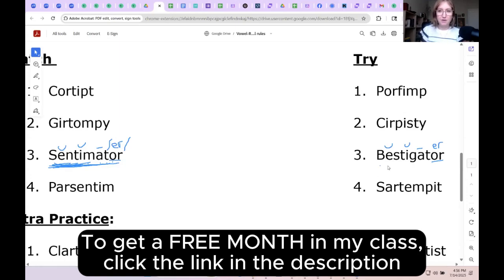So we have B, E, S, T, I, G, A, T, OR. The ER makes one sound. OR, when it says or, makes 2 sounds. But when it says er, it's only one sound. So it only gets 1 dot. We dot sounds, not letters. Remember, we read sounds, not letters. It's all about the sounds.